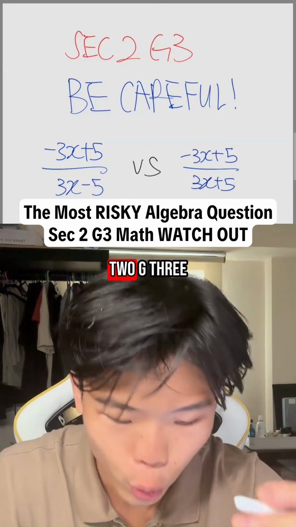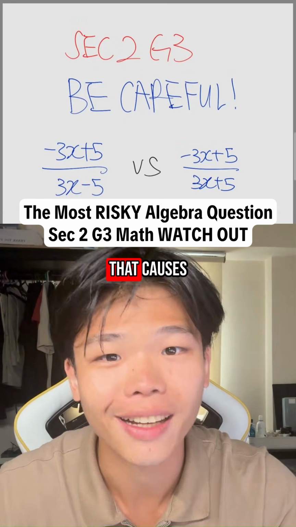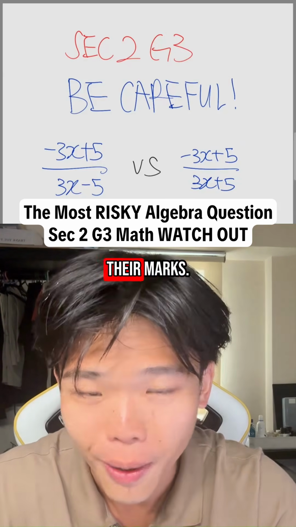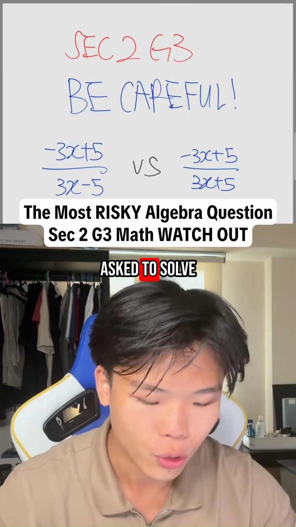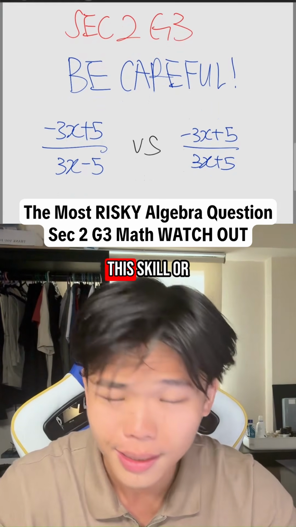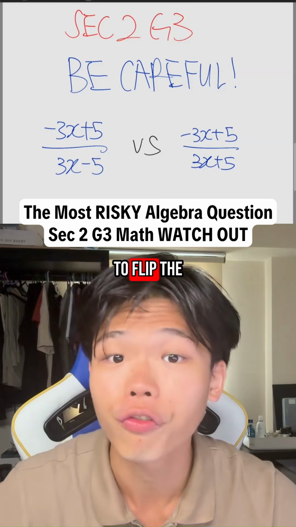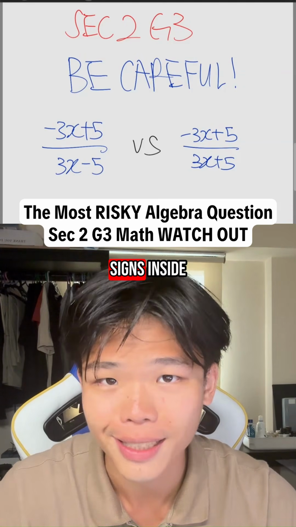If you take Sec 2 G3 Math, please be careful of this very small mistake that causes students to always lose their marks. So over here, when we are asked to solve and simplify the fraction, I know that all of you learned this skill or this trick of putting a negative sign outside a bracket to flip the terms inside, flip the signs inside the bracket.